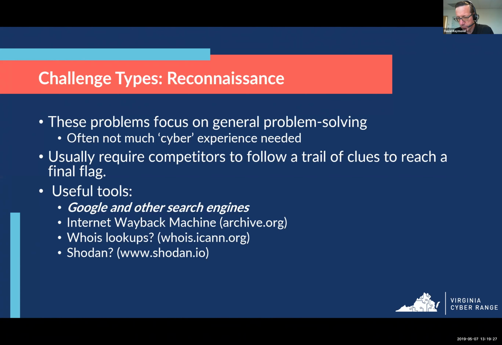So the tools that you might use to solve these kinds of challenges, the reconnaissance challenges, generally Google is your number one resource, right? You're going to be using Google or some other search engine to find stuff. This can also be a good resource, the Internet Wayback Machine. It's at archive.org, and the Internet Wayback Machine hosts old copies of web pages, dating back to the 1990s.